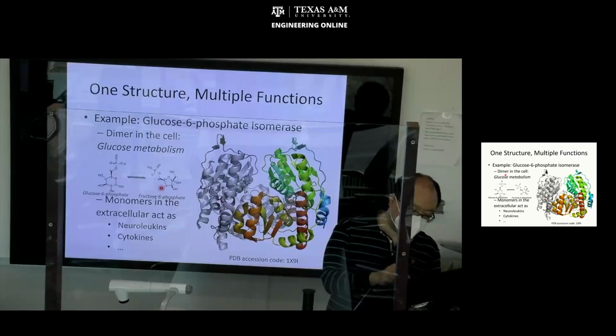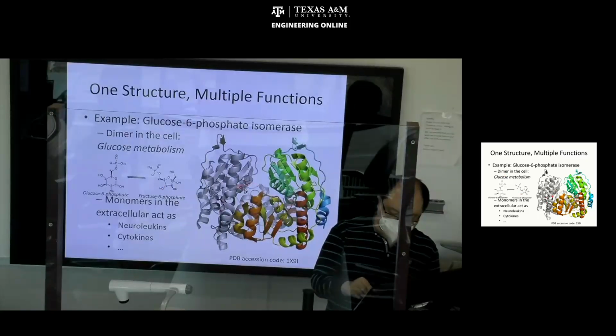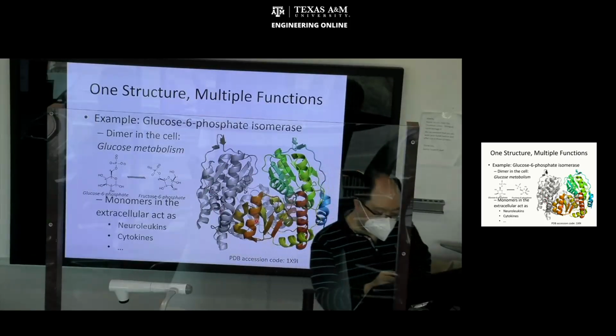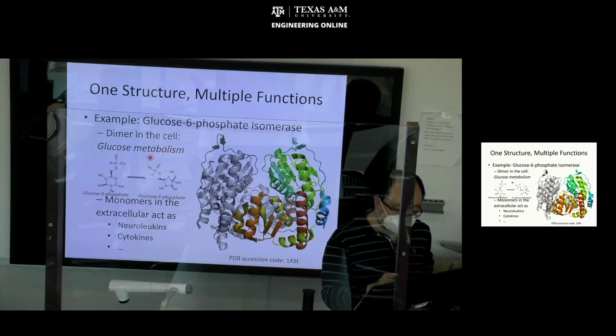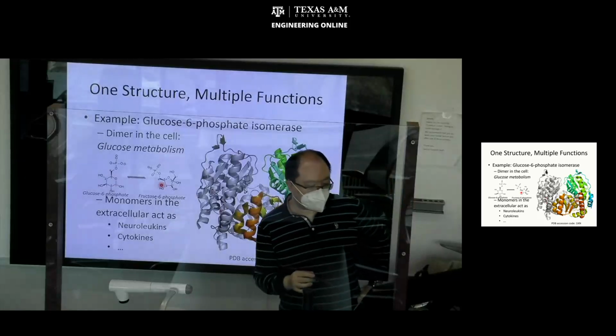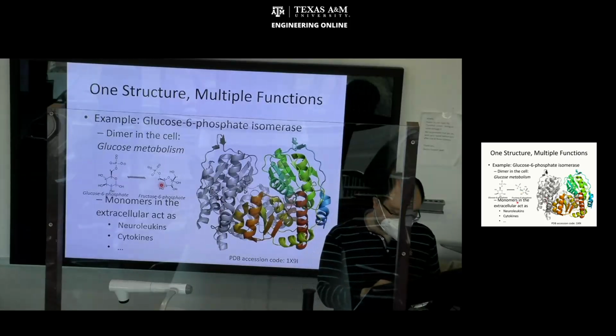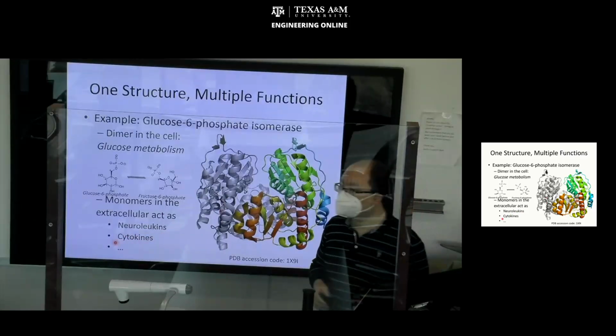If it's forming a dimer, this is a dimer, okay? You have one monomer in the front, one monomer in the back, right? It's symmetric. So this dimer in the cell is accelerating this chemical reaction, okay? But it could be a monomer outside of the cell, right? Which acts as neuroleukin, cytokines, and so on. So they could have different functions, okay?